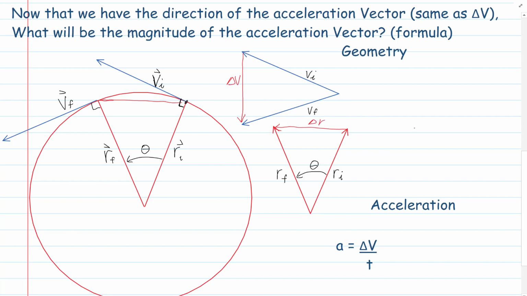Now, these are going to be similar triangles because these have to be at right angles. So if r changes by theta, then v also has to change by theta because they're both at right angles to each other. And vi and vf are the same magnitude, so these are both isosceles triangles with the same angle between the similar legs. So the geometry is called similar triangles.